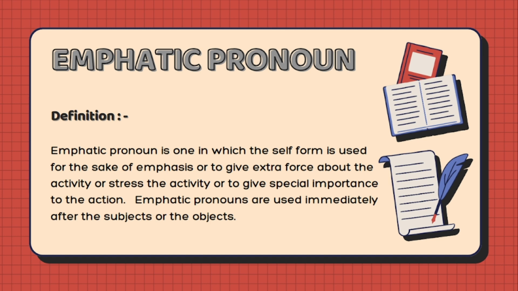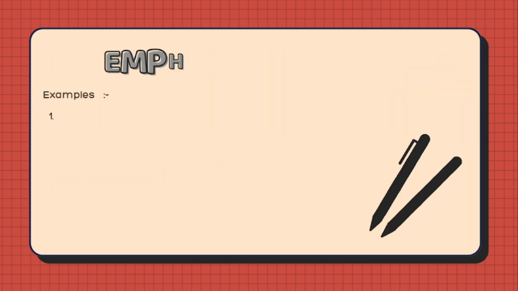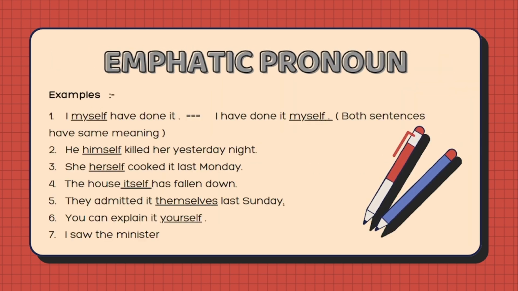Let me explain with the examples. First one, I myself have done it. In this sentence, I subject, have helping verb, done main verb 3. The sentence is in present perfect in active voice. It object. What is the meaning of this sentence? It means no one has forced me to do it. That is the meaning of this sentence.